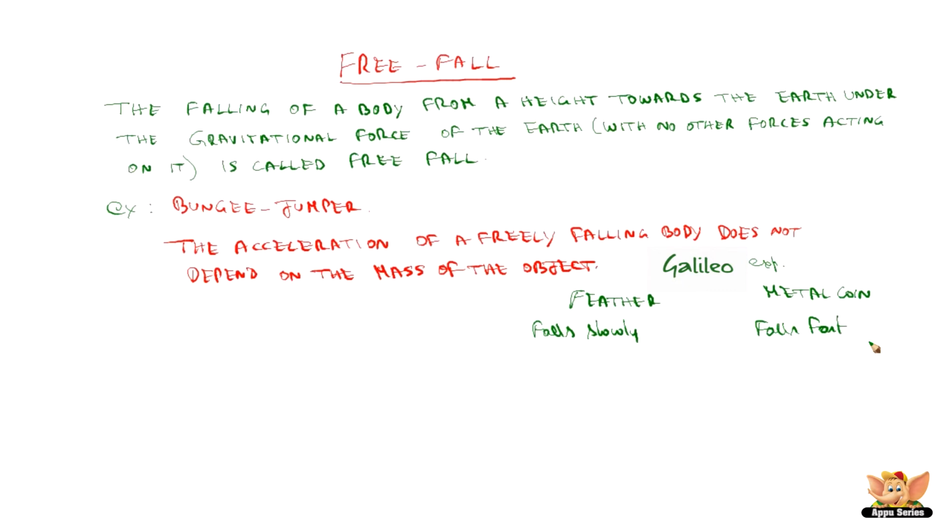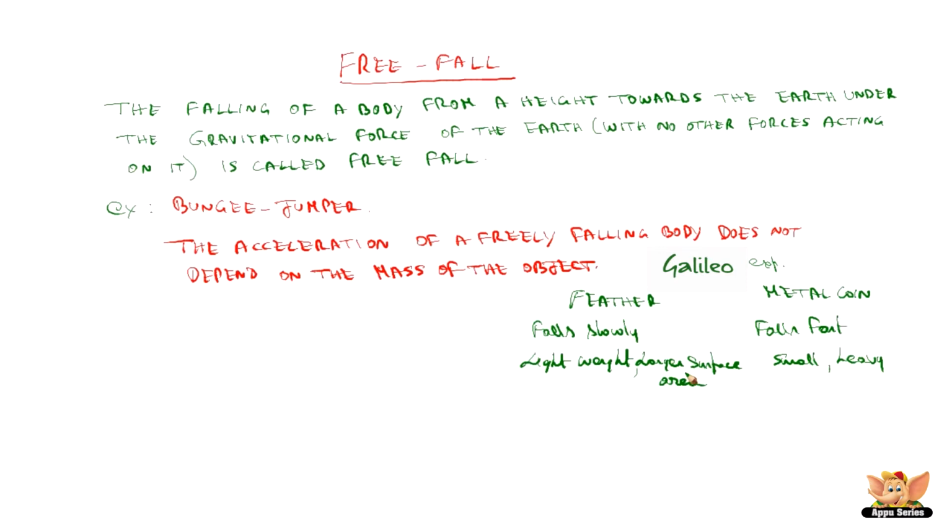Why? Because in the feather's case, its surface area is very large compared to the metal coin, and its surface area is large compared to its mass. The feather is very, very lightweight. This is a lightweight object with a larger surface area, whereas the metal coin is small but heavy, with a large weight. Hence, the feather falls slowly, whereas the metal coin falls fast.